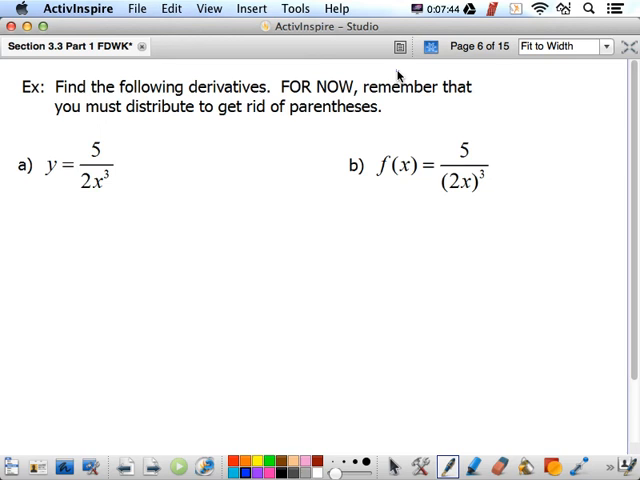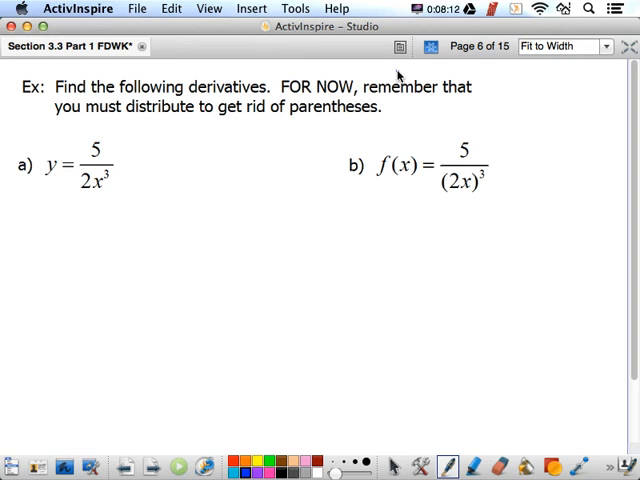We want to look now at these two. They're very similar. The first one is y equals 5 over 2x cubed, whereas the second one is f of x equals 5 over quantity 2x cubed. So we want to look at the difference in how we have to handle these. Right now, you have to get rid of parentheses. Until I tell you otherwise, you are not allowed to differentiate while there is still a parenthesis.